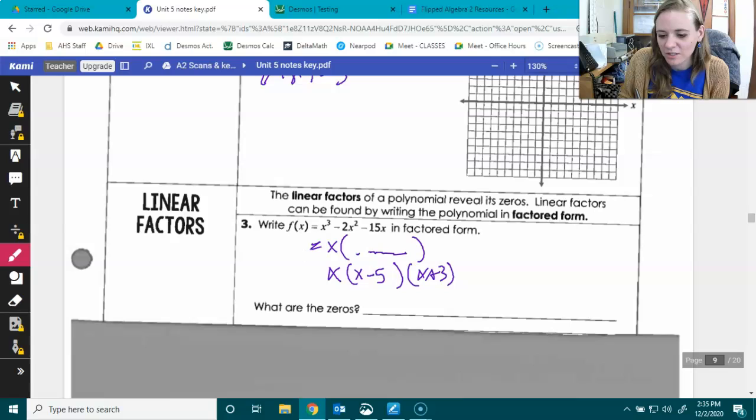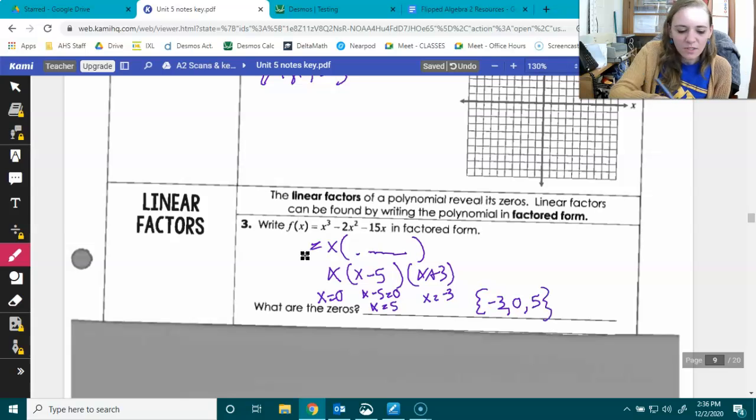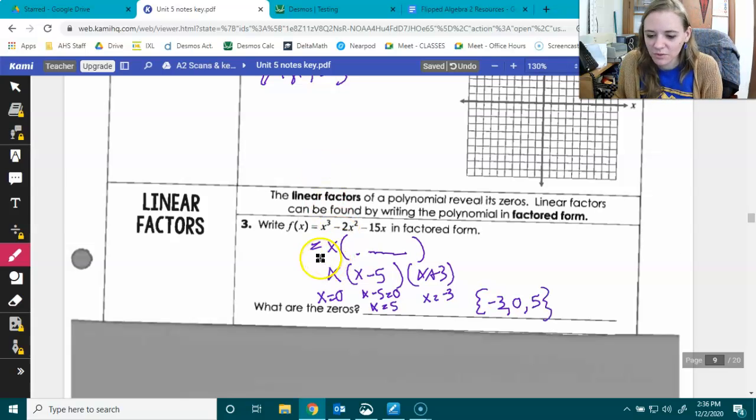You take each factor and set it equal to 0. So x equals 0, x minus 5 equals 0, making your solution 5. And then here your x would end up being -3. So the zeros would be -3, 0, and 5. Alright, so just remember that, okay?